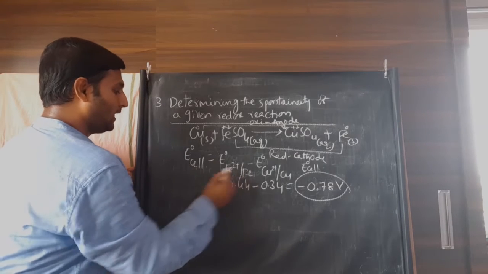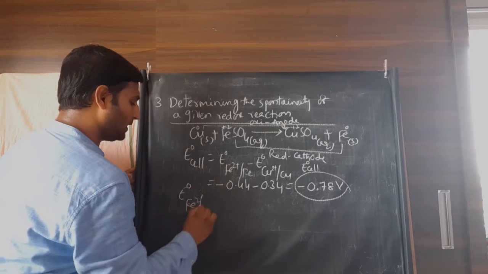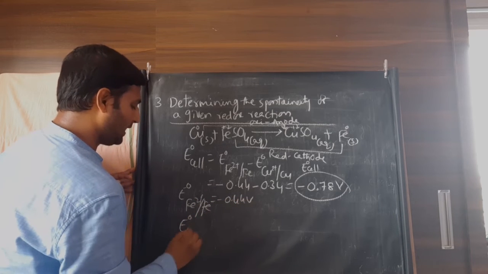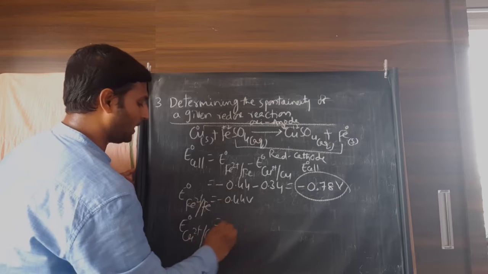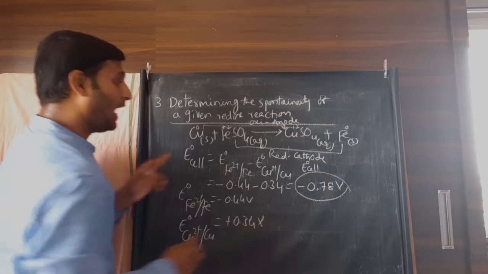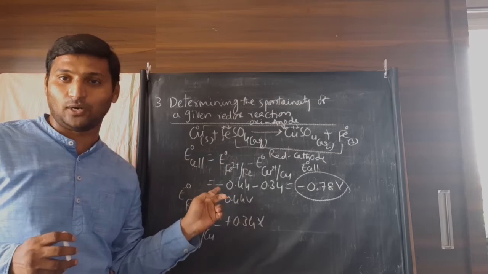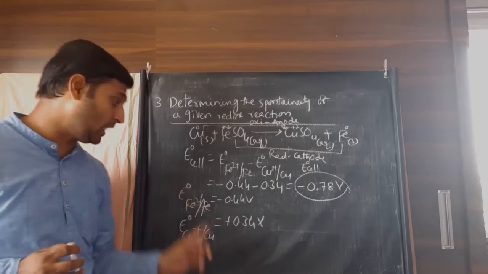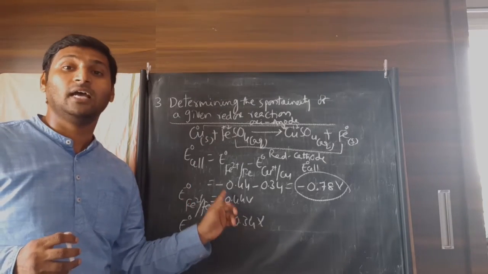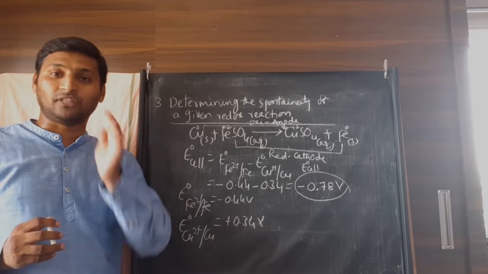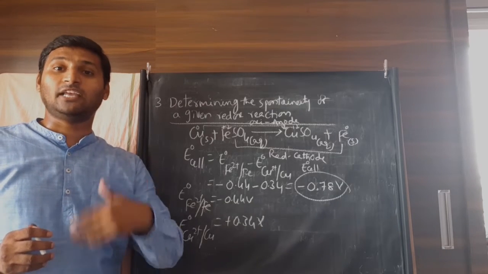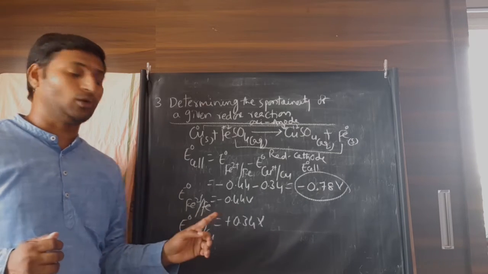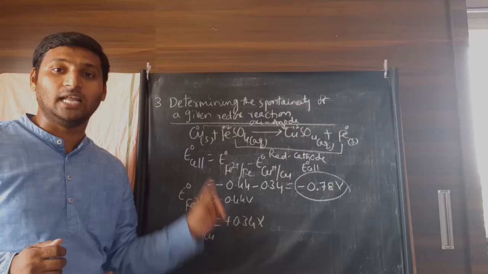Here you can see E naught Fe2+/Fe value is minus 0.44 volts. E naught Cu2+/Cu value is plus 0.34 volts, and according to the given reaction, copper is the anode. The one acting as anode is appearing to have greater potential, the one acting as cathode is appearing to have lesser potential. That is impossible. The one acting as cathode is undergoing reduction. If it undergoes reduction, it has to have more potential. So because the anode is having higher potential, this is non-spontaneous.